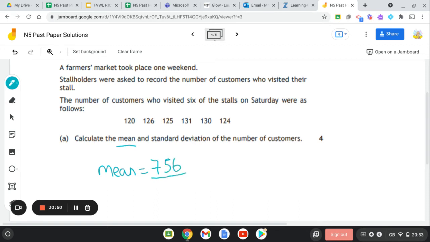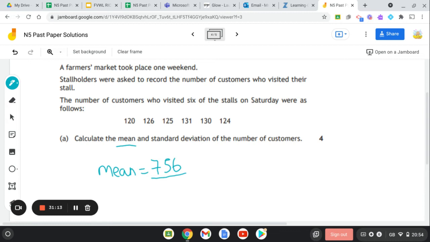Now, a good idea just to chuck all those numbers back into your calculator, so add them up for a second time, just to make sure that it was 756 that you got. If it wasn't, check it a third time and see what you get, because you want to make sure that you're making no mistakes for questions like this.